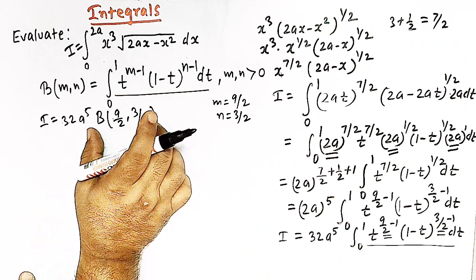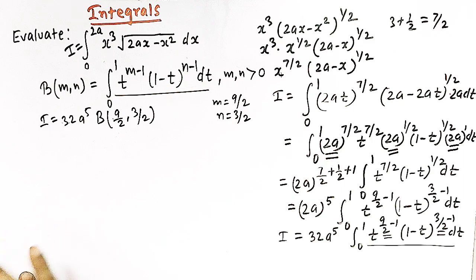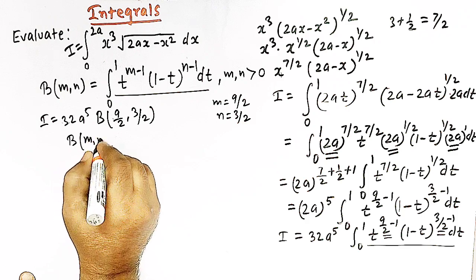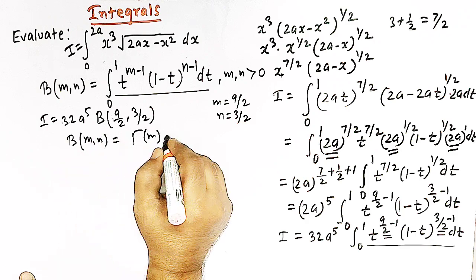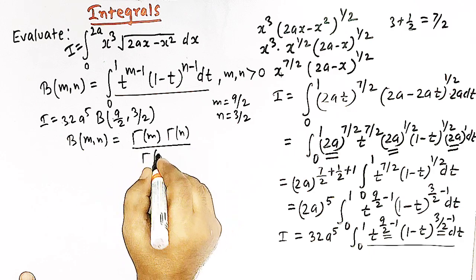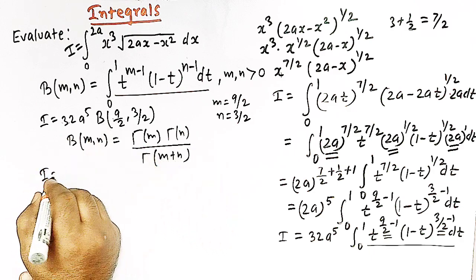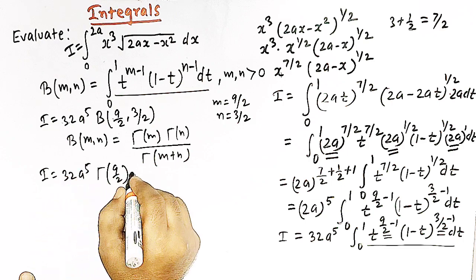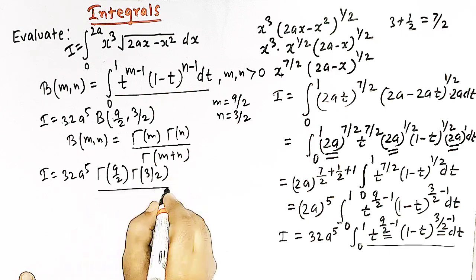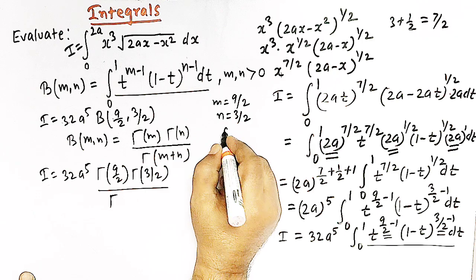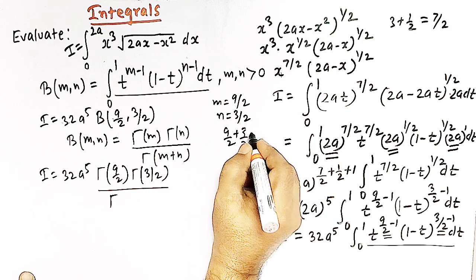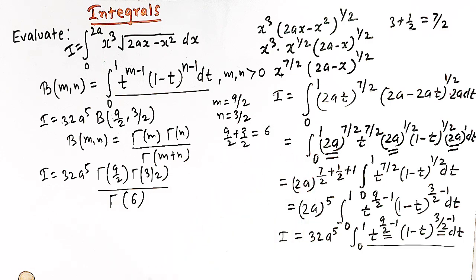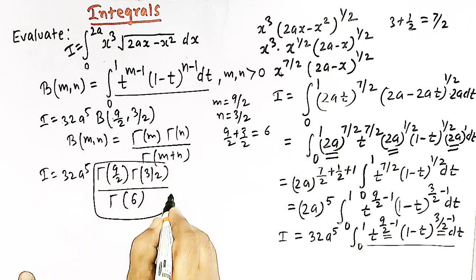So now to get the value of this expression, we have to make use of the relationship between beta function and gamma function. And we know that beta m comma n is given by gamma m times gamma n divided by gamma m plus n. So here we have I is equal to 32 a raised to 5, and here we have gamma 9 over 2, then we have gamma 3 over 2, and gamma m plus n. So 9 by 2 plus 3 over 2 is 9 plus 3 is 12, 12 over 2 is 6. So here we have 6.